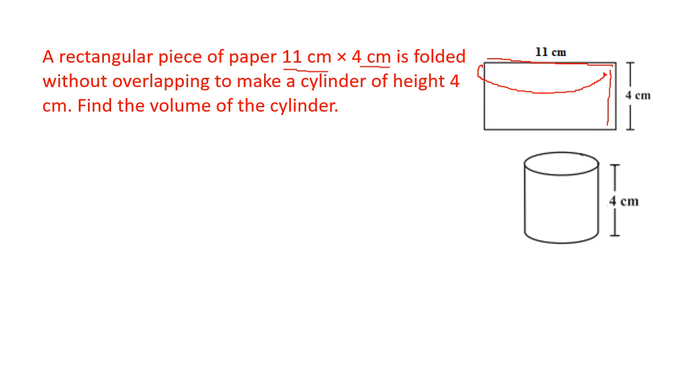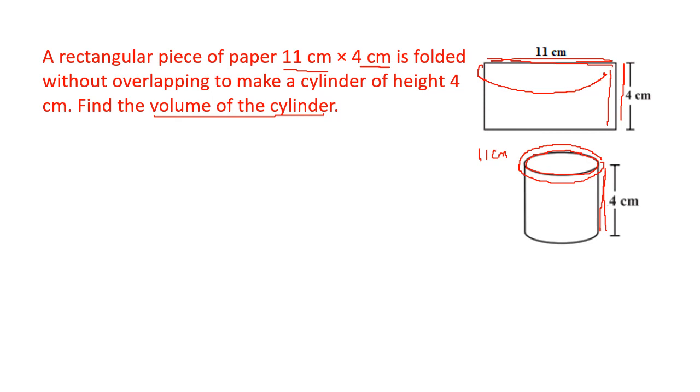So you can see when you fold it, the width remains the height. It has not changed. It is 4 only. But this 11 centimeter, which was the length, is now folded and it still remains 11 centimeter. So the total length of the circular part is 11 centimeter. We have to find the volume of the cylinder.